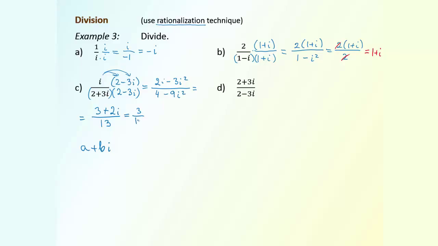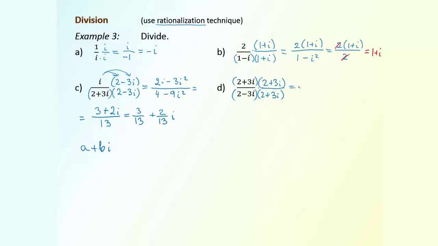First one, 3 over 13. This is the real part of the complex number, plus 2/13 i. That's the imaginary part of the complex number. Last example, again, let's multiply by a conjugate the top and the bottom. So 2 plus 3i here and there.